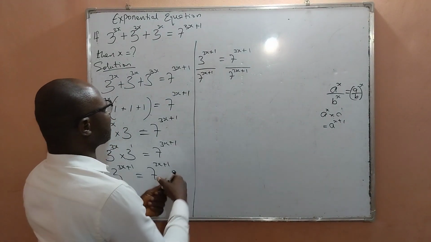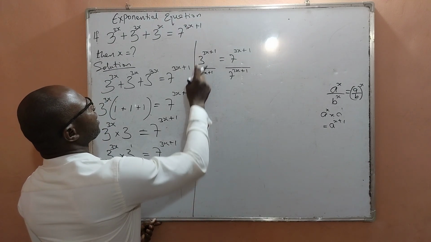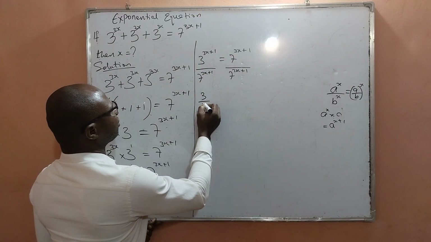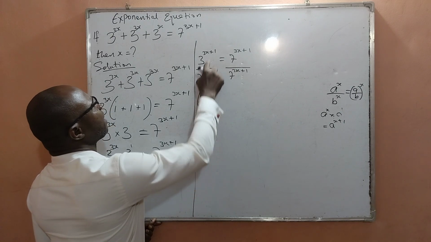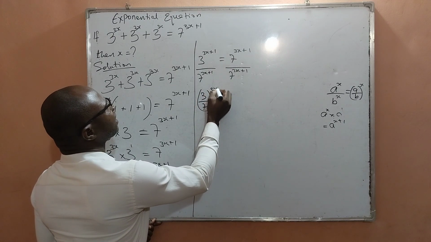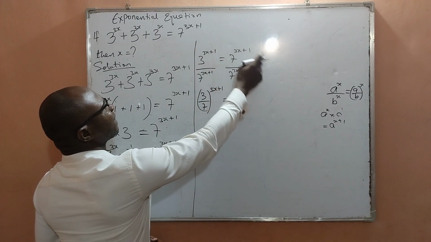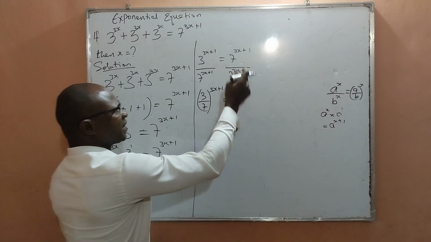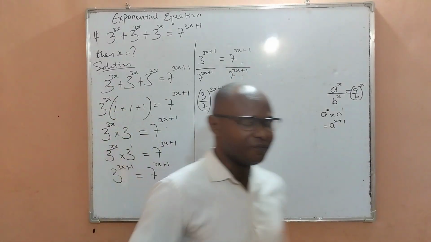What that is saying is that I will now write 3 all over 7. Now, the powers are the same. I use one common power, 3x plus 1. But on the right hand side, the numerator and the denominator can divide to give me just 1.